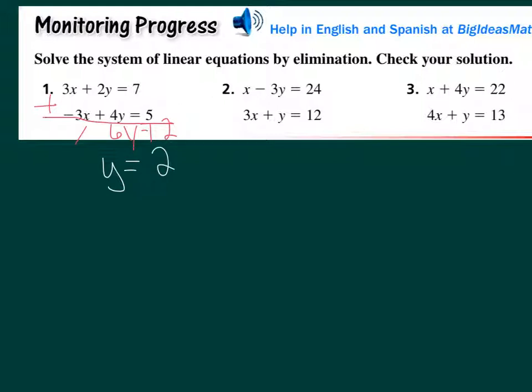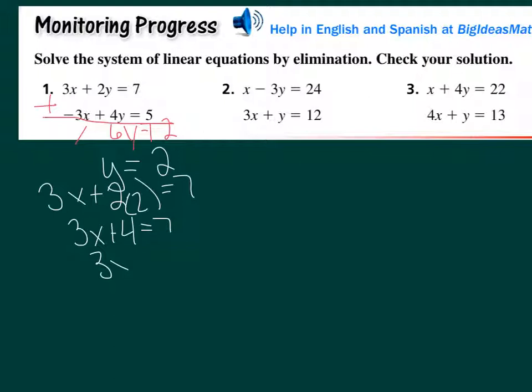I plug that in. 3x plus 2 times 2 is equal to 7. 3x plus 4 equals 7. I subtract the 4. 3x is equal to 3. And I get my solution, x is equal to 1. So my answer is going to be 1, comma 2.